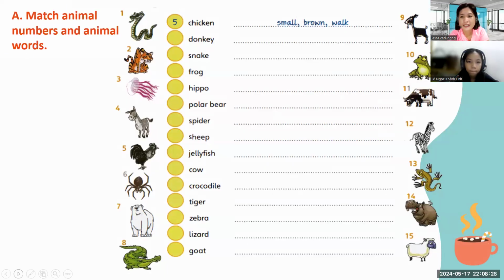Okay, Lynn, I have here the following. You're going to match the animal numbers and animal words. Example, Lynn, chicken. What number is the chicken? Where can we find chicken? Chicken is in number? Number 5. Okay, chicken is in number 5.